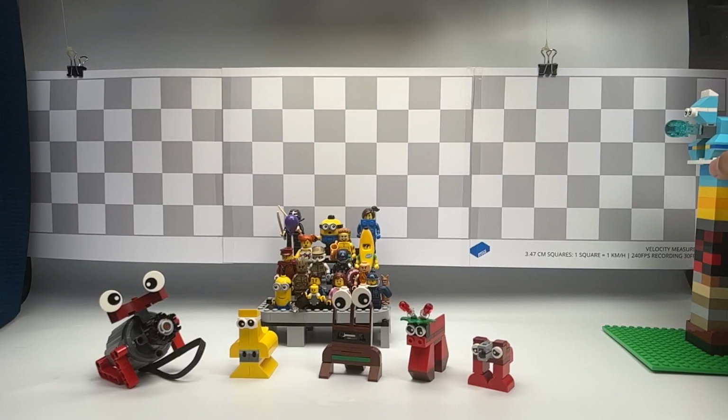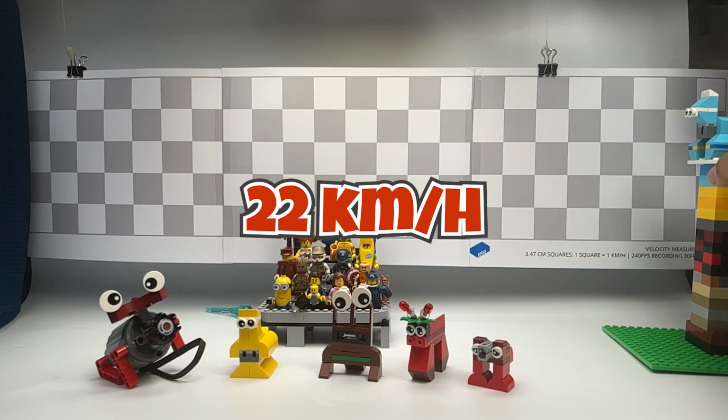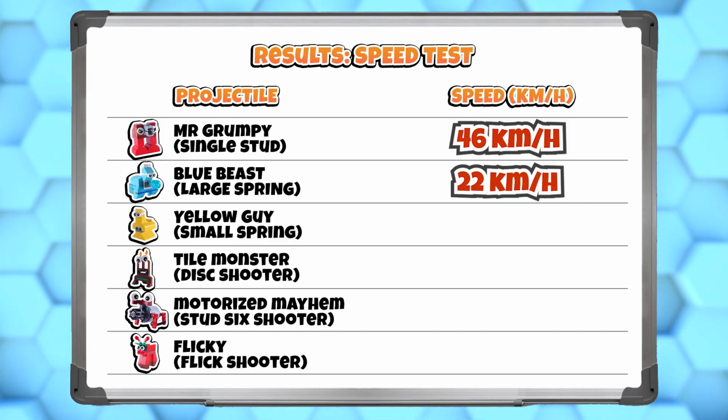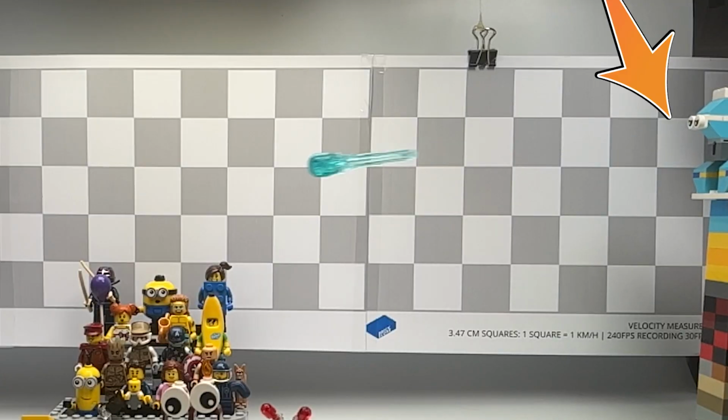Up next is the blue beast. The speed to beat is 46 kilometers per hour. Is he up to the task? Oof, an average of only 22 kilometers per hour. That is quite a bit slower. And you know what's interesting is how quickly you see it drop.